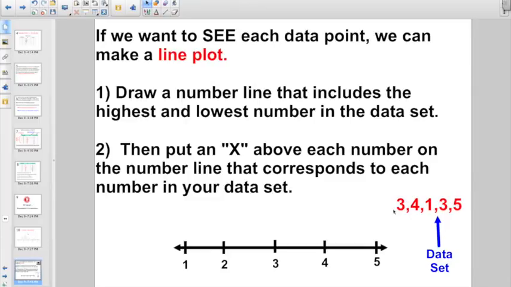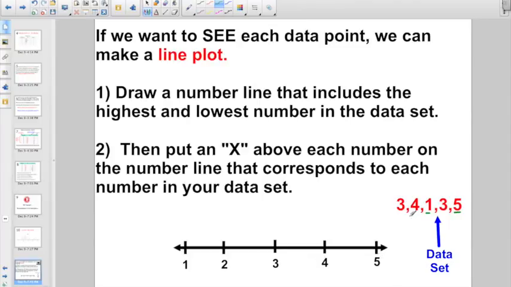And the data set is just always the raw, unorganized data that doesn't make any sense. So right now I have a data set over here consisting of 3, 4, 1, 3, and 5. The smallest number I have is a 1. The greatest number I have is a 5, right? So I drew a number line. I wanted to make sure that it includes my lowest number and my highest number.